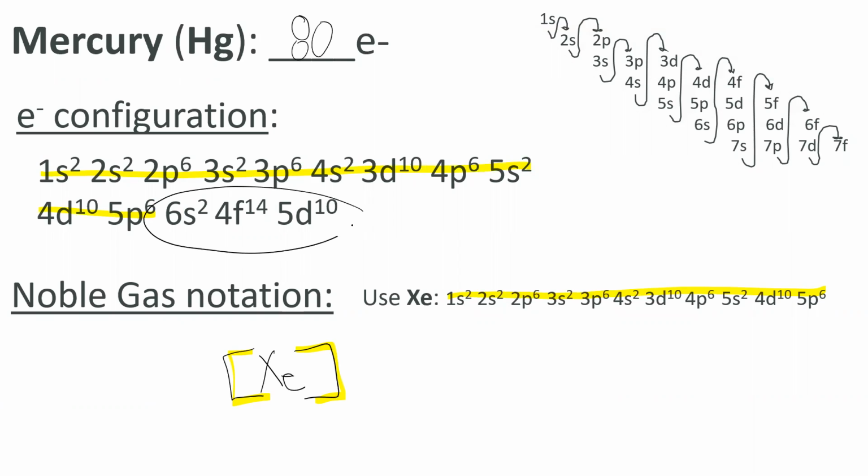And then I just take the rest of it and add it to the end. So this would be xenon, 6s2, 4f14, 5d10. Xenon has 54, plus 2, 56, 66, 76 plus 4 is 80.